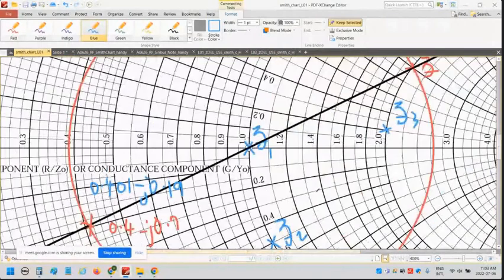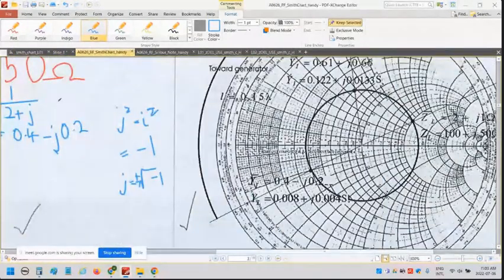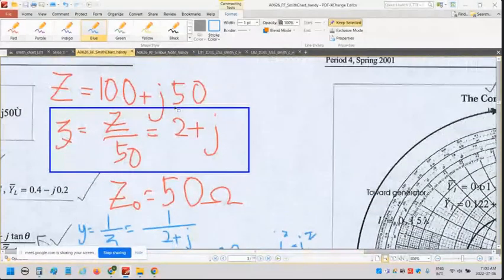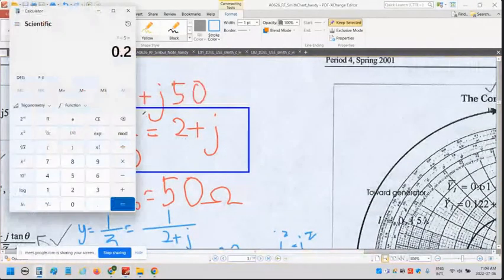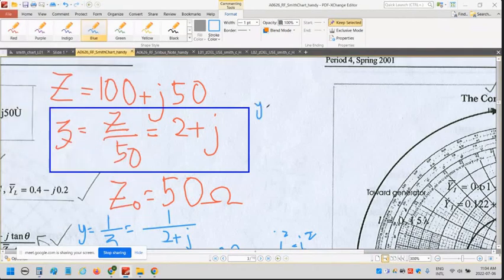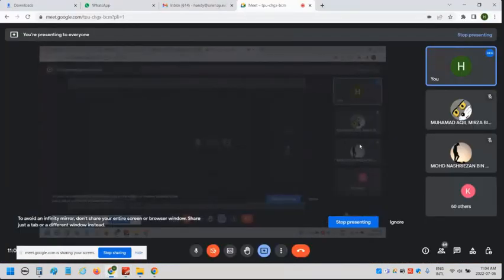You know that Z is 2 plus J. If you want to get Y, take out your calculator and tell me where you normalize, using Y equals 1 over Z. Take out your calculator and tell me your answer: 1 divided by 2 plus J. Your calculator must be turned on, with complex numbers. What is the value? Anyone?